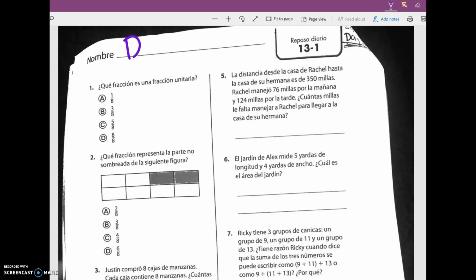So let me write on here for you. This is my day 1, technically in the packet, and it starts out with our DLR. So let's take a look.